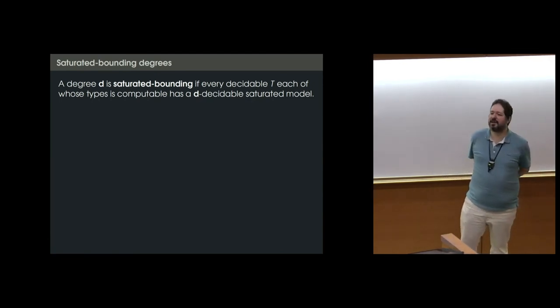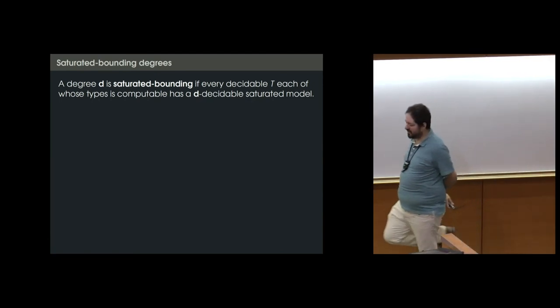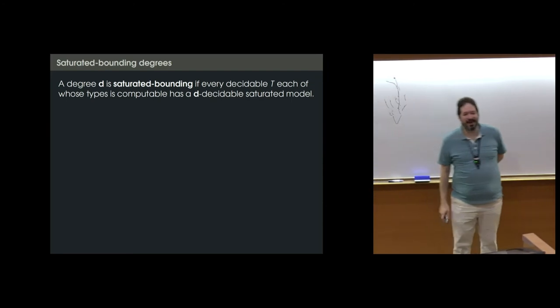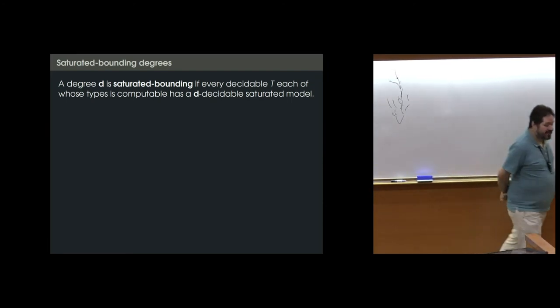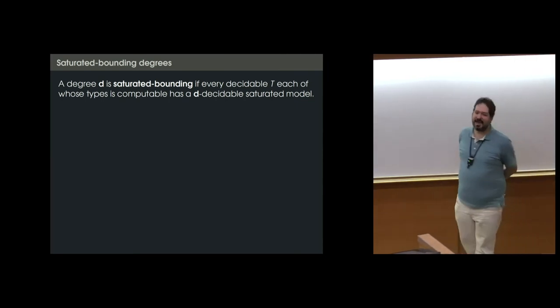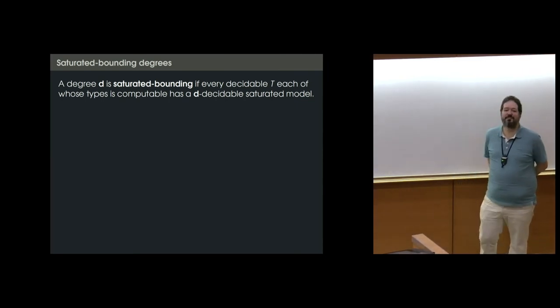A saturated model is going to have to realize all the types of the theory. So if you have more than countably many types, you're not going to get a countable saturated model. But even if you only have countably many types, some of the types can be really complicated. And that will make any saturated model have to be really complicated, right?